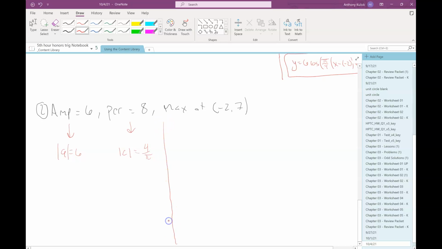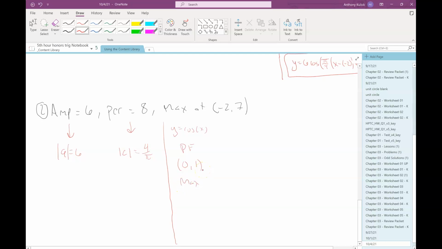Now, since -2, 7 is a maximum, which would I prefer to make this, a sine or cosine function if I had my choice? Cosine. I would choose to use cosine because the point I prefer to use from cosine is 0, 1, which is also a maximum.